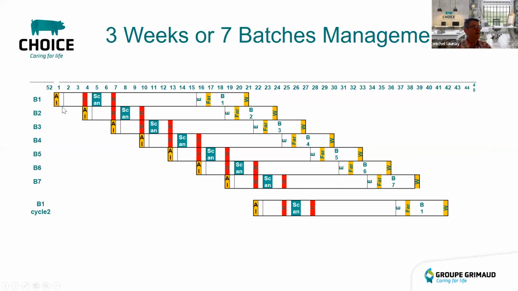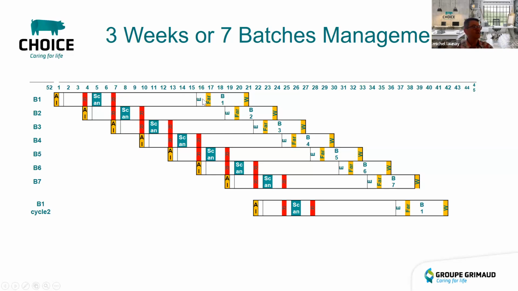Here you have a drawing with the whole organization of the batch management in 7 batches. You can see the week on the top of the drawing. And you can see easily, if I inseminate on week 1, the return will be on week 4, at the same time when I have the insemination for batch 2. The scan usually will be on week 5.